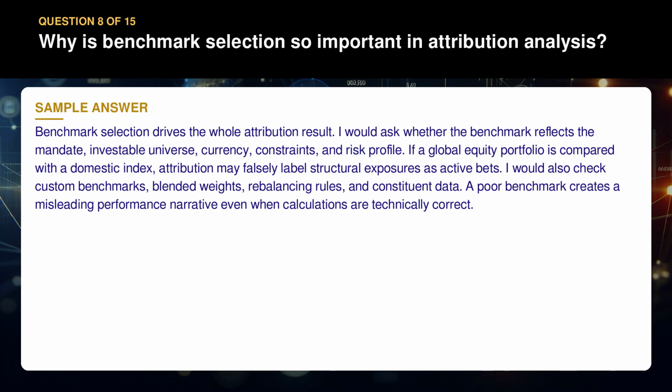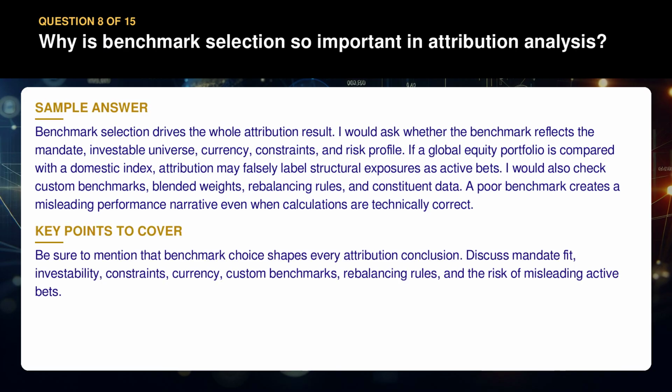I would also check custom benchmarks, blended weights, rebalancing rules, and constituent data. A poor benchmark creates a misleading performance narrative even when calculations are technically correct. Be sure to mention that benchmark choice shapes every attribution conclusion. Discuss mandate fit, investability, constraints, currency, custom benchmarks, rebalancing rules, and the risk of misleading active bets.